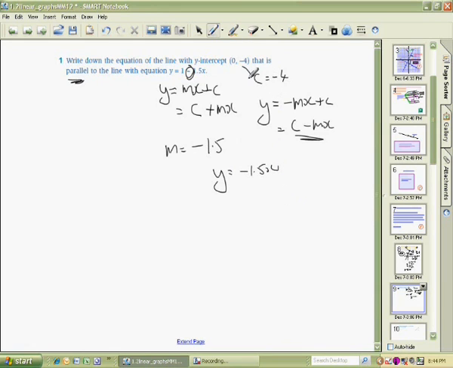My thing's got a little wonky now, hang on. This pen every so often decides to orientate itself, that's what it's doing now. There you go. I'll just do it again. So we've got minus 1.5x, and it's -4.